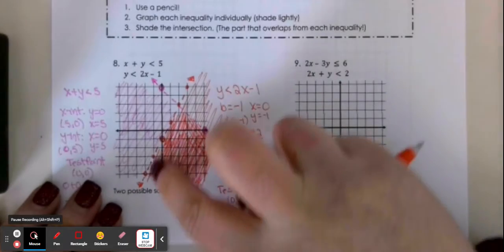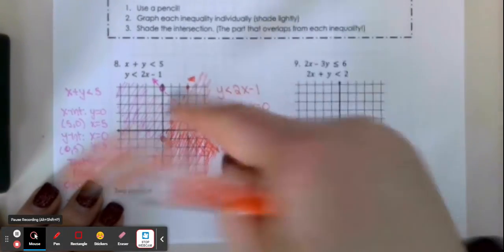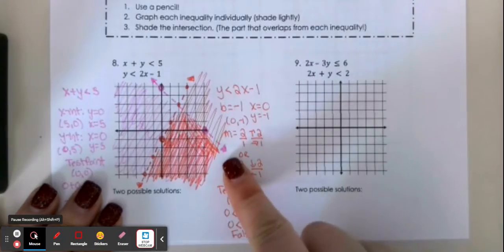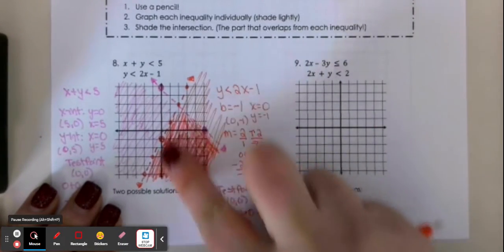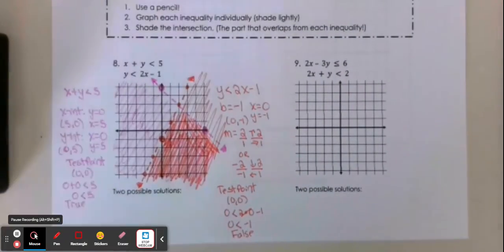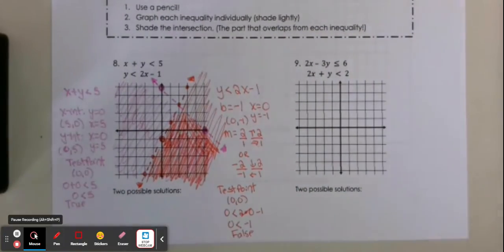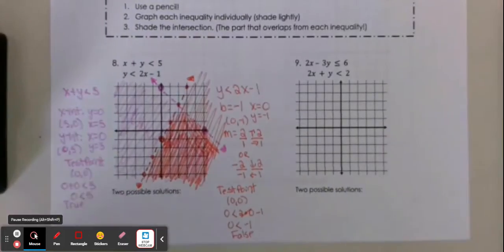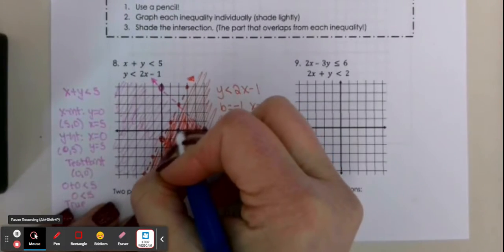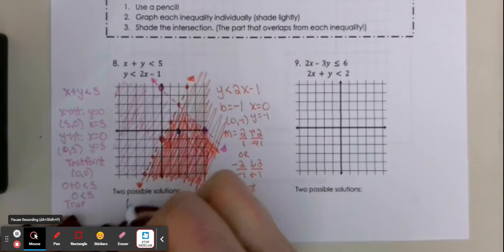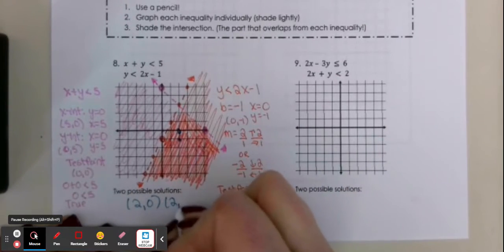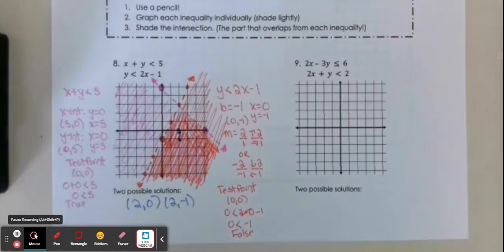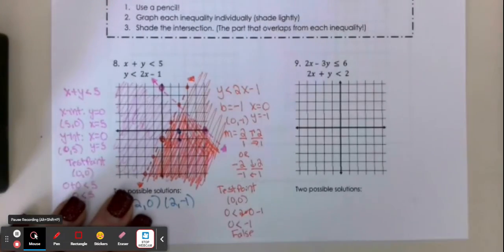Again, anything along this line, not a solution. Anything along this line, not a solution. So my solutions are only within the boundary of the shading among the two. So we can pick any points we want. I'm just going to stay right on the x-axis. I've got 2, 0. We could go 2, -1. There are infinite solutions to choose so long as they are in the shaded region.